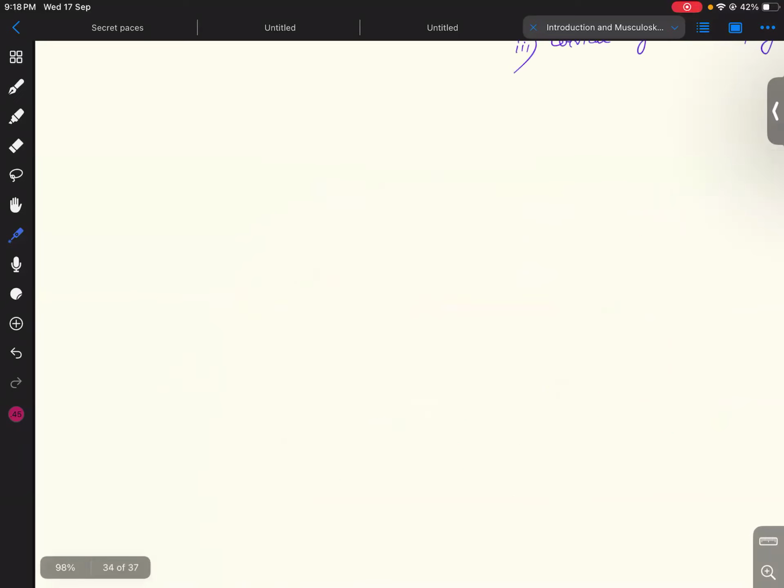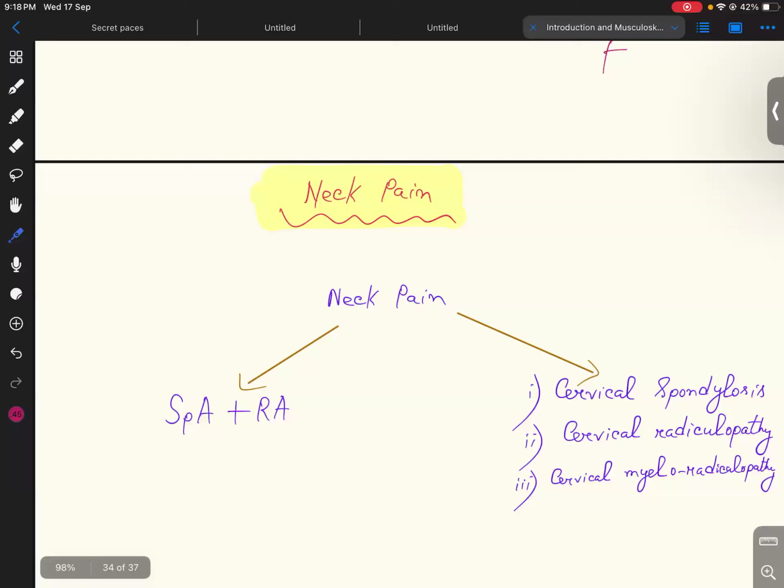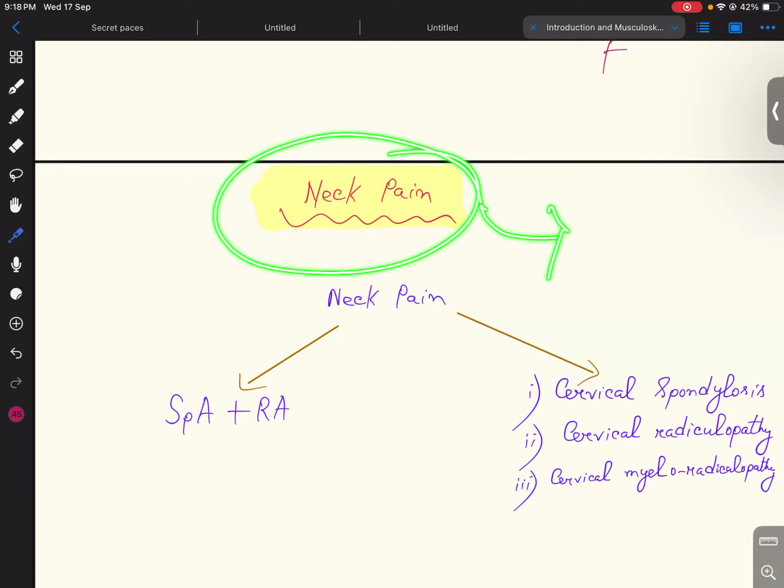Then come to the 1-star cases. The first 1-star case is neck pain. Actually, in the PACES exam, I have seen this case coming only one time. The 1-star cases are those which I have found coming only one time. The neck pain case was a case of ankylosing spondylitis.